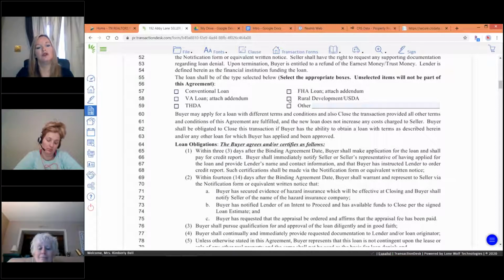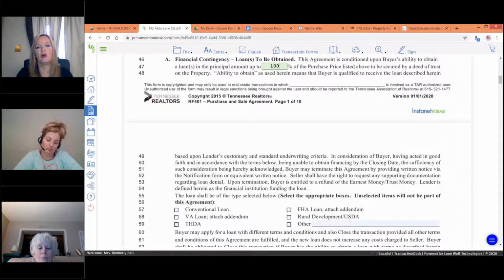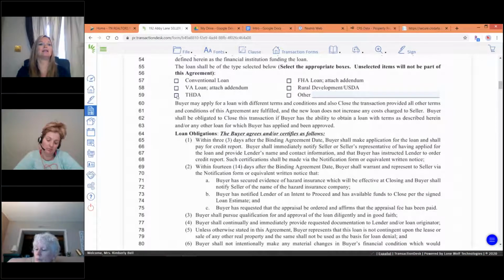Okay. So I think we put 100%. We put 100% up here. We did. So we are going rural development or maybe THDA. So let's say that they went THDA, and in THDA they failed to take their class, therefore their loan was denied. They have a class they have to take for that sort of a loan, and their loan was denied.